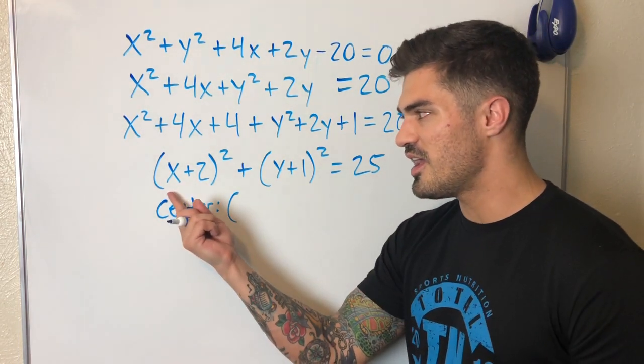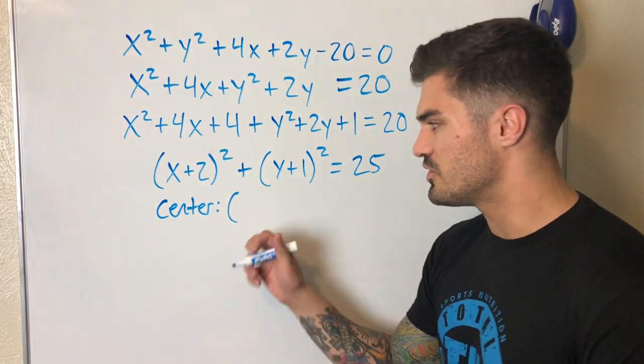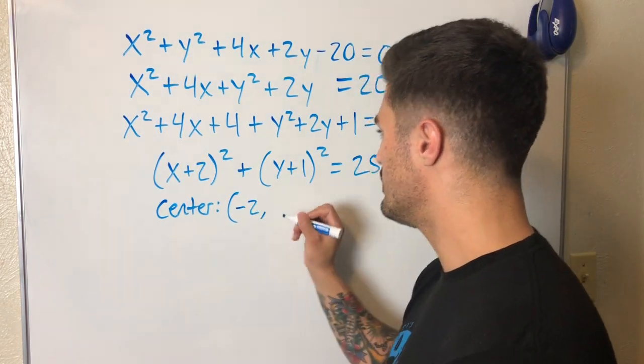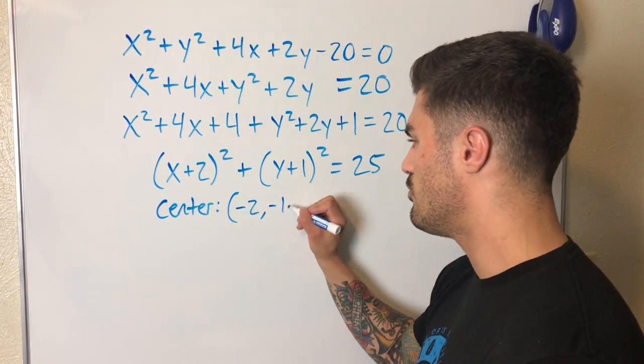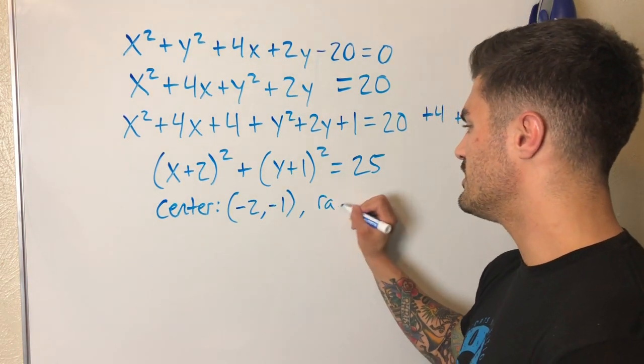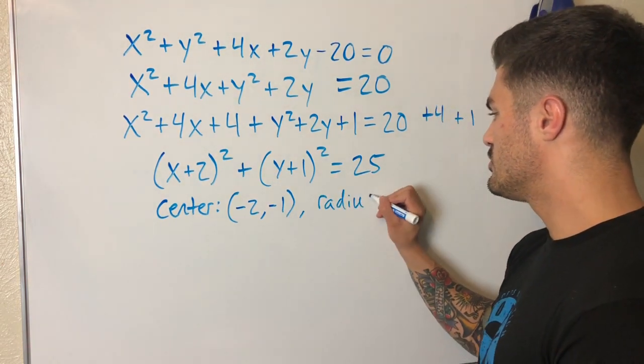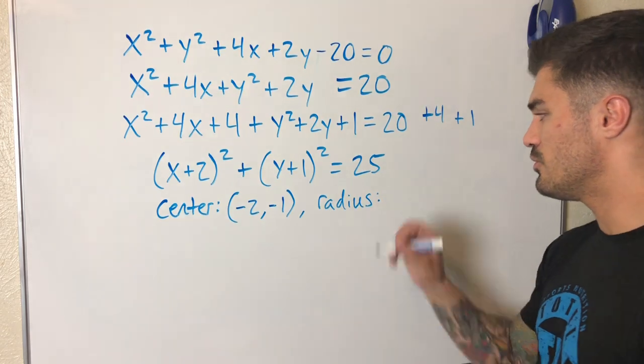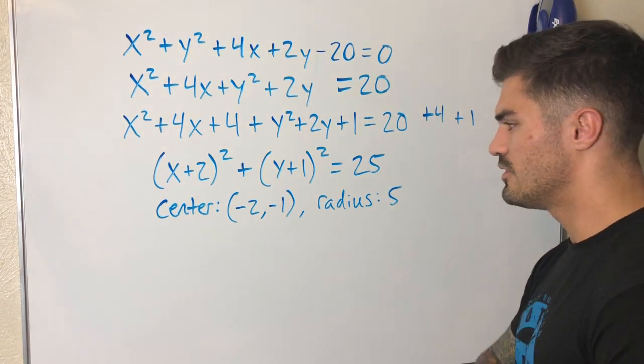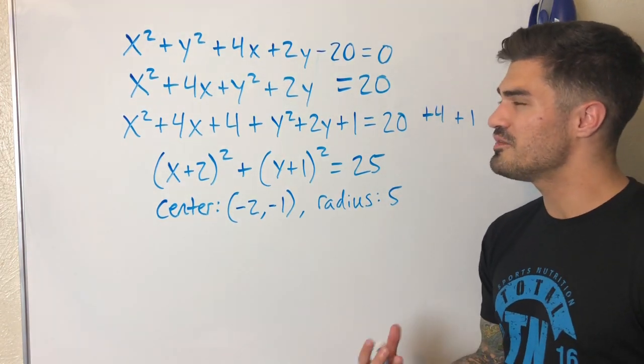So I have x minus negative 2. So my center is at negative 2, and the same here, negative 1. And my radius is square root of 25, which is 5. All right, so now all that's left is to graph it.